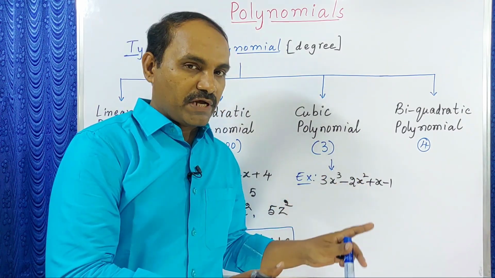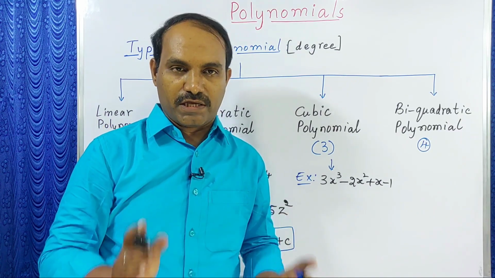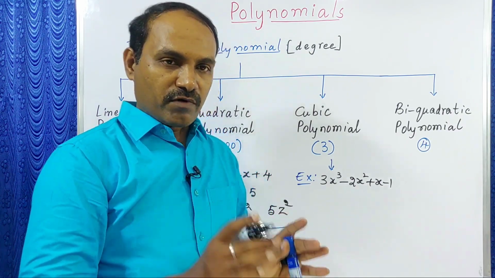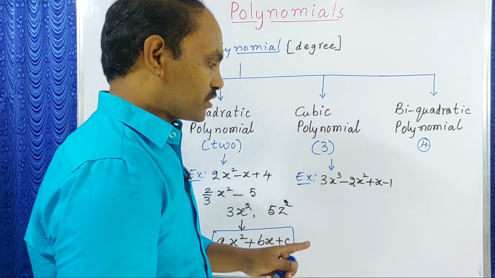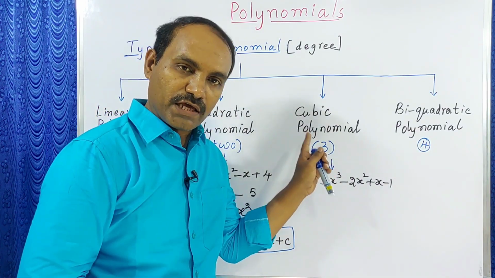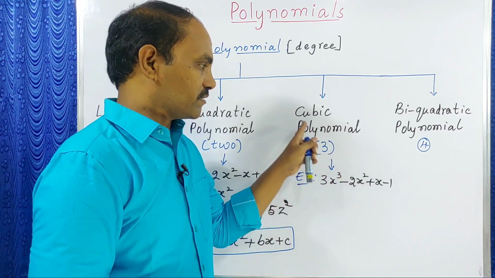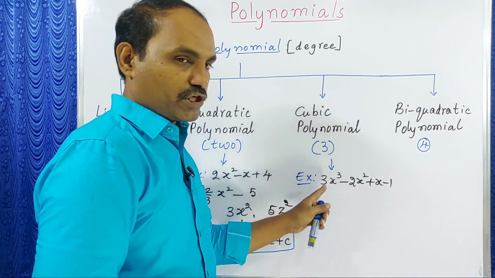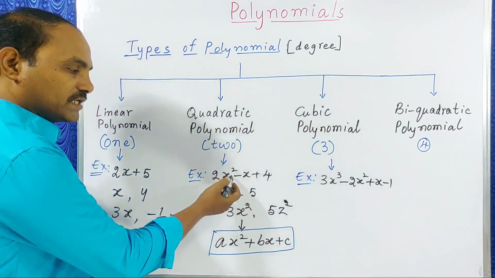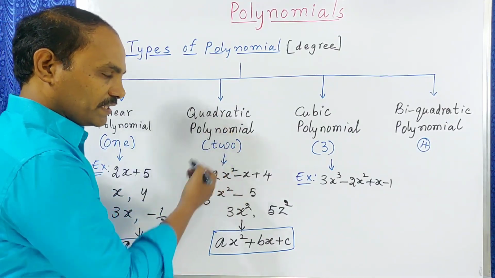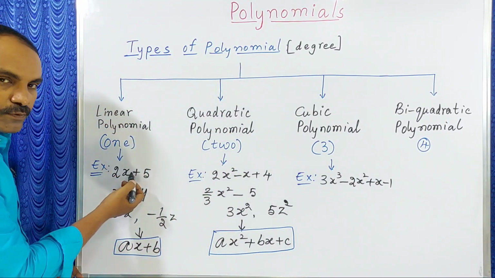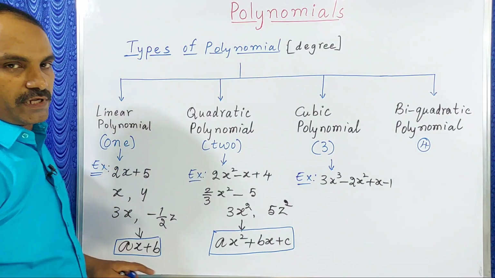Here doesn't matter how many terms are there. No matter how many terms are there, you should count only the exponent. Here exponent is 3, highest exponents means degree, that's why it is a cubic polynomial. Here highest exponent is 2, that's why it is a quadratic polynomial. Here highest exponent 1, that's why it is called a linear polynomial.